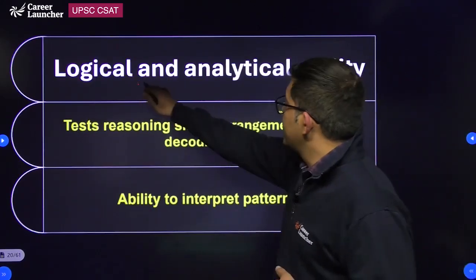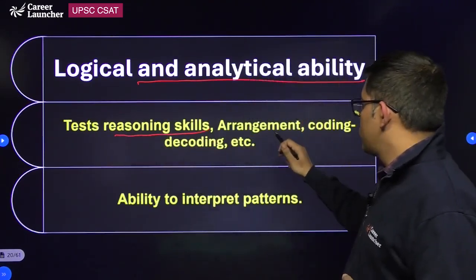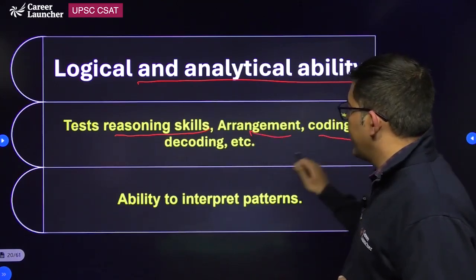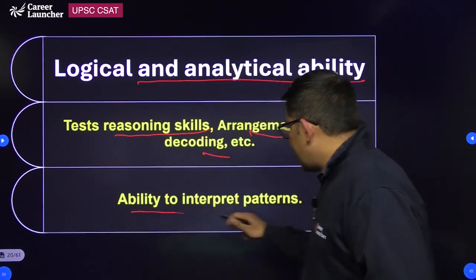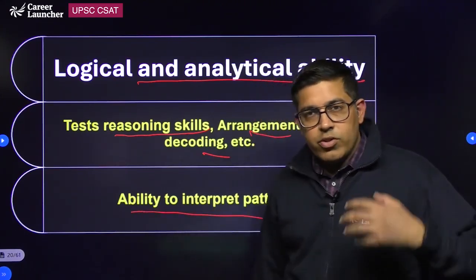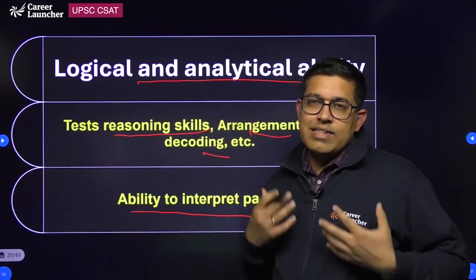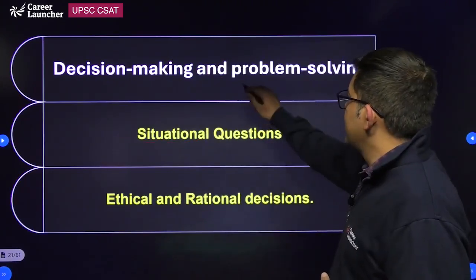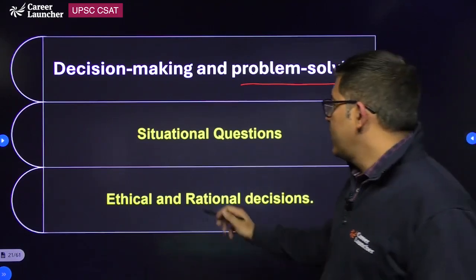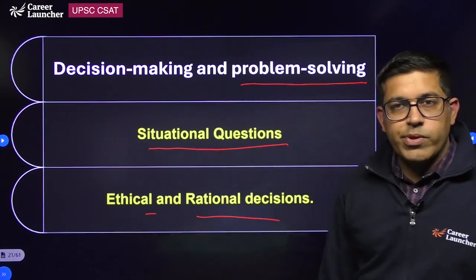If we talk about logical and analytical ability, they test you on reasoning skills. So questions on arrangement, coding, decoding, all that series. The idea is the ability to interpret patterns. You have to look into the pattern, interpret and analyze it, and then come to the correct answer. Then comes decision making and problem solving based questions. Here you have situational questions, ethical and rational decision based questions.